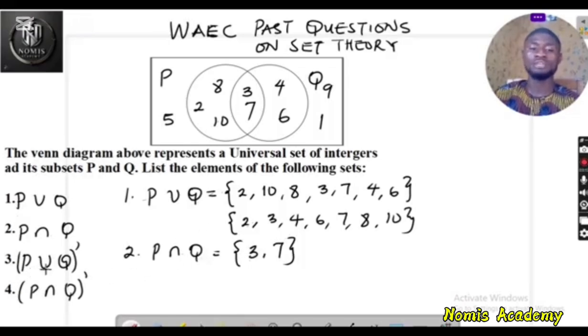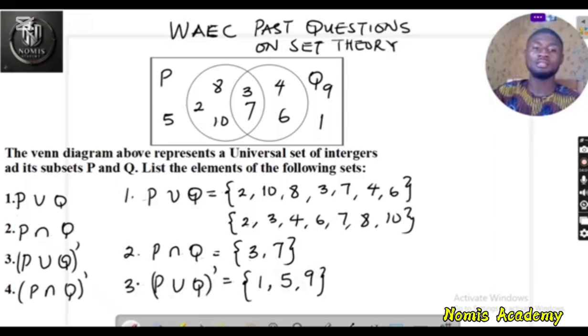So what do we have? Number 3, P union Q complement. That means we should take the elements of the universal set that are not in P and are not in Q. When we look at the elements in the universal set that are not in P or Q, we have 1, 5, and 9. So these are the elements of P union Q complement.